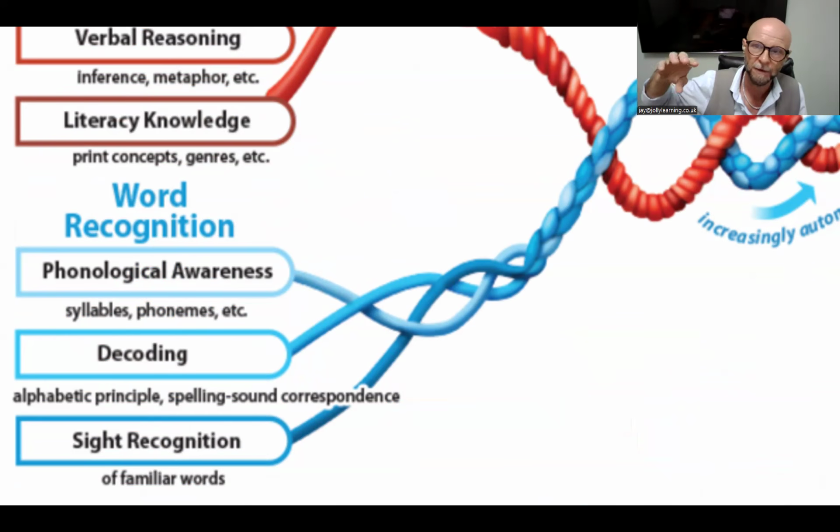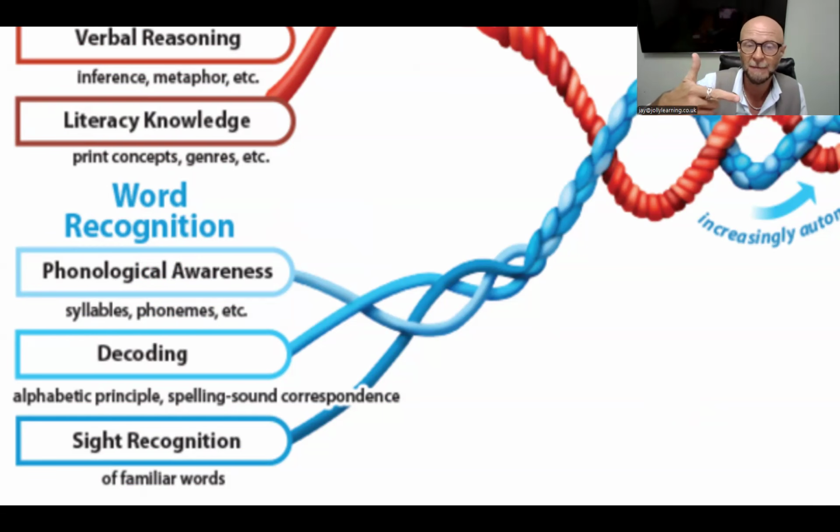Phonological awareness: your knowledge of the grapheme, which is the letter, and the phoneme, which is the sound, and the relationship between them. Are you able to identify two letters making a single sound? Are you able to encode and decode them? Decoding would be your ability to use that phonological awareness, your segmentation and your blending skills.